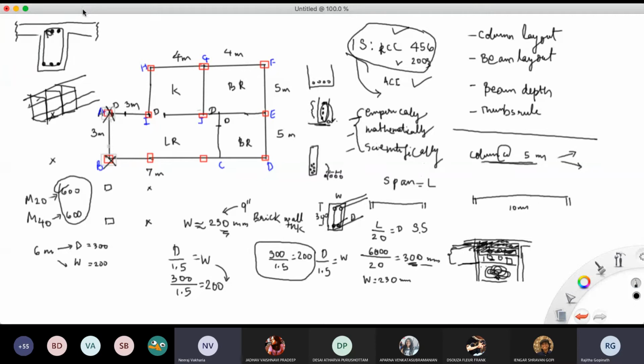Anybody? And Rajita, since this semester some portion or the whole frame they are doing in steel. So for steel we have told them to take span by 20 or span by 25, just to let you know that. हाँ, span by 25, right? Right. 20, 25, yeah.